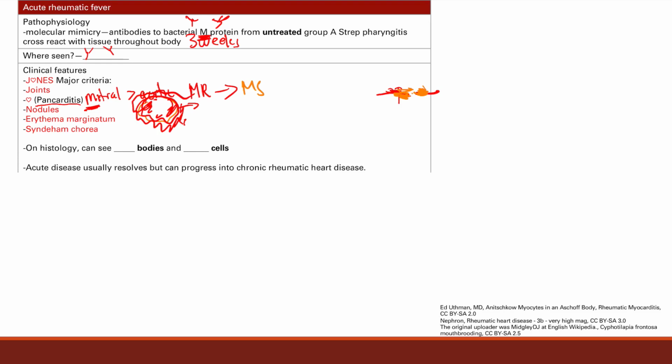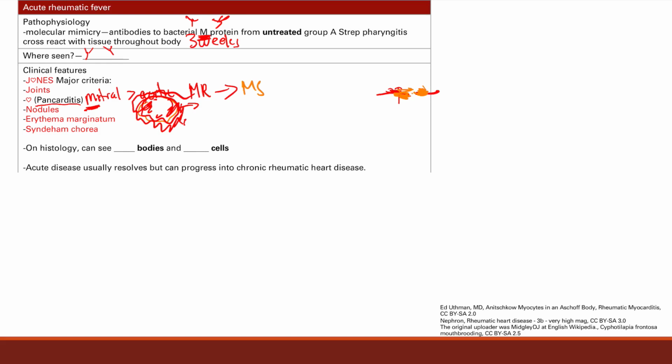Erythema marginatum. Finally, Sydenham chorea. That is involuntary random dancing movement. So your body's moving randomly, but it looks like you're dancing. So that's the Jones criteria. Those are the most common symptoms for acute rheumatic fever.